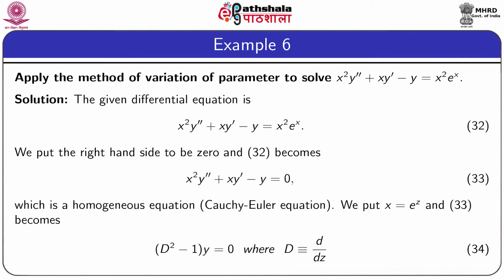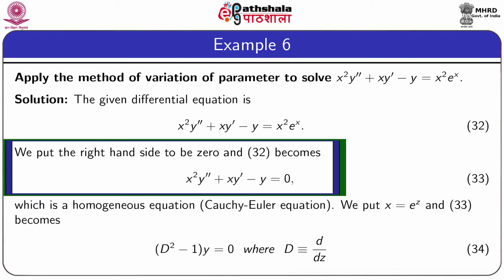In the final example, we will use the method of variation of parameters to solve the equation x squared y double dash plus x y dash minus y equal to x squared e to the power x. In this particular problem, we will not directly use the formula, but we will use the theory to solve this particular differential equation in a stepwise manner. The given differential equation is marked as 32.